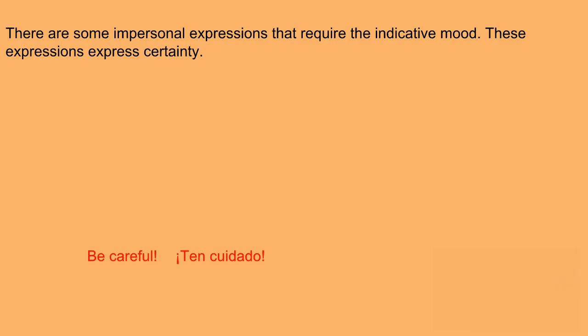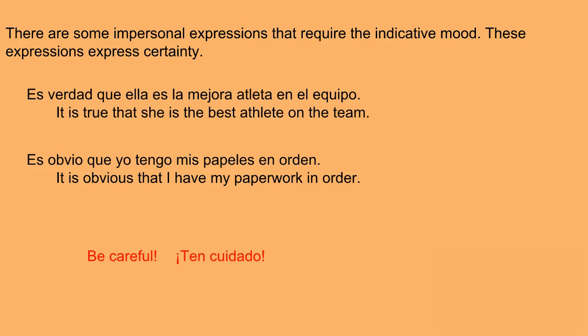So there are a few impersonal expressions that require the indicative mood, not the subjunctive. These impersonal expressions express certainty or the truth. Es verdad que ella es la mejor atleta en el equipo tells us that it is true that she is the best athlete on the team. While es verdad que is an impersonal expression, it certainly looks like one. Since this is telling the truth, we do not use a subjunctive when something is certain or is true.